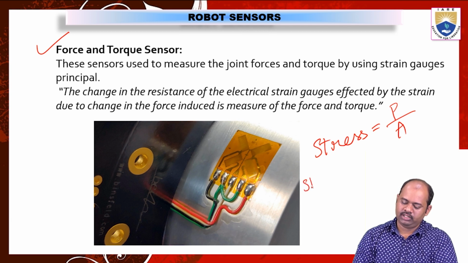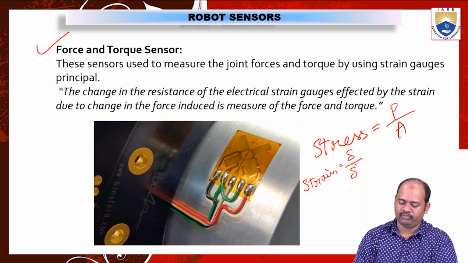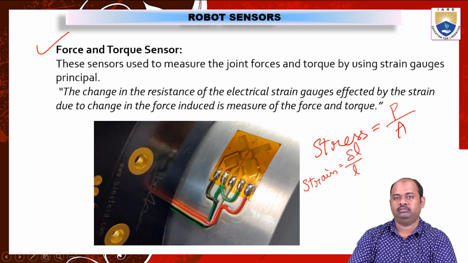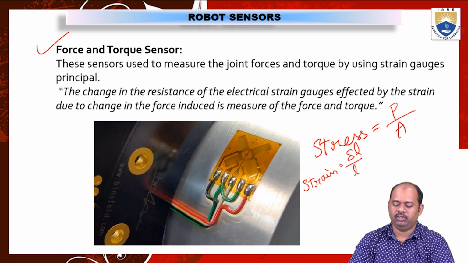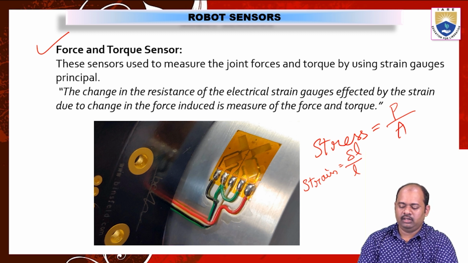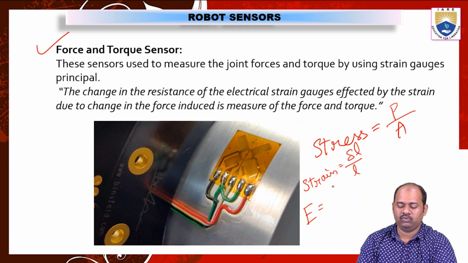And strain. What is strain? Strain is nothing but change in length, or a change in dimension, by original dimension. I take the example of length here. Okay. Delta L by L. Delta L is the change in length of the object divided by L, the actual length of the object. Now using the stress strain relation, we can calculate any value. We have a relation between stress and strain, that is Young's modulus. Young's modulus is equal to stress divided by strain.